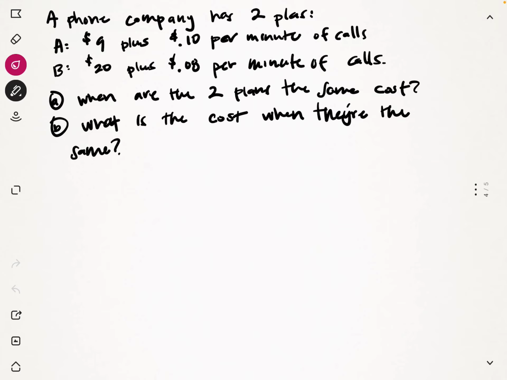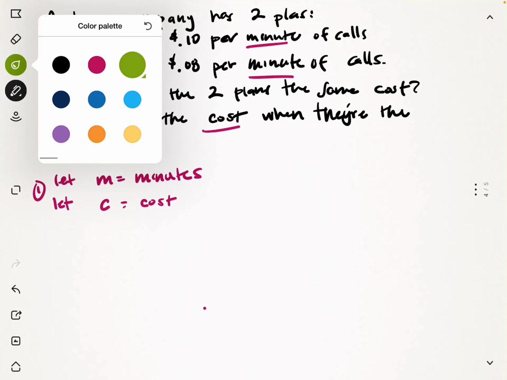So we're looking at 2 variables here, right? The first thing that could change is the minutes. So I'm going to say let M equal the minutes. And then the second variable that we don't know is the cost. So we're going to say let C equal cost. Okay, so this is step 1. We set up our variables.